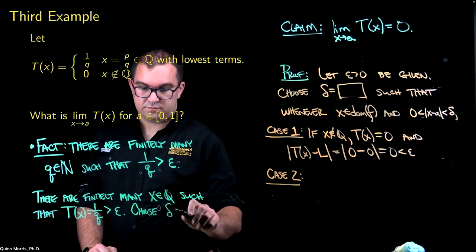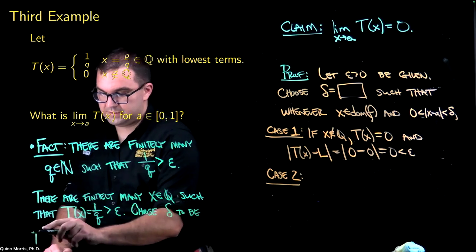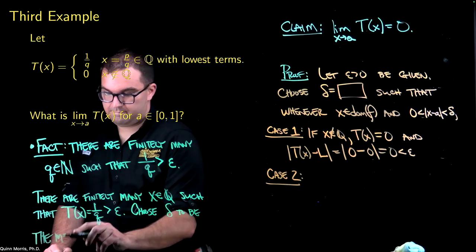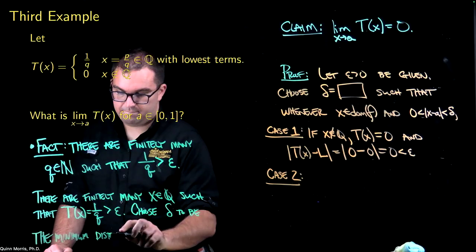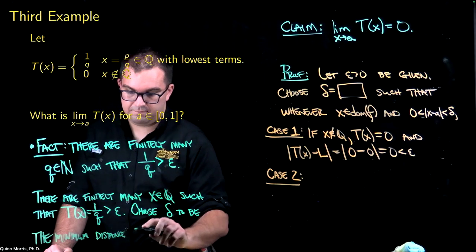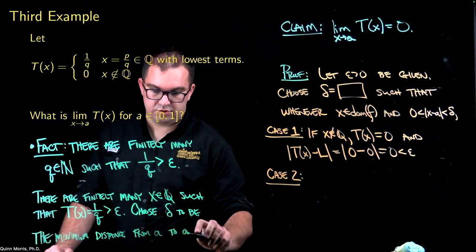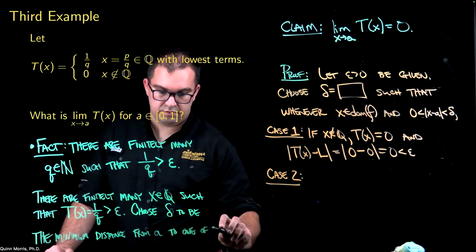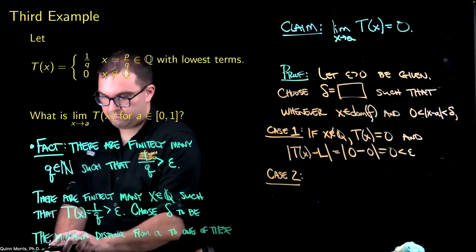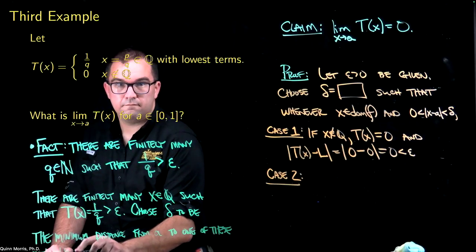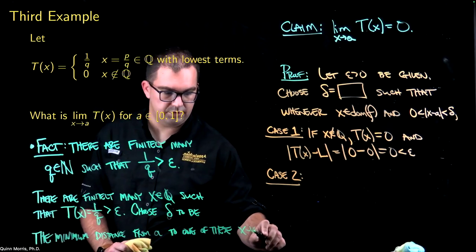Now this is important because I'm going to choose delta to be the minimum distance from A to one of these x values. Oh, sorry, I've gone too low on the board here. One of these x values.